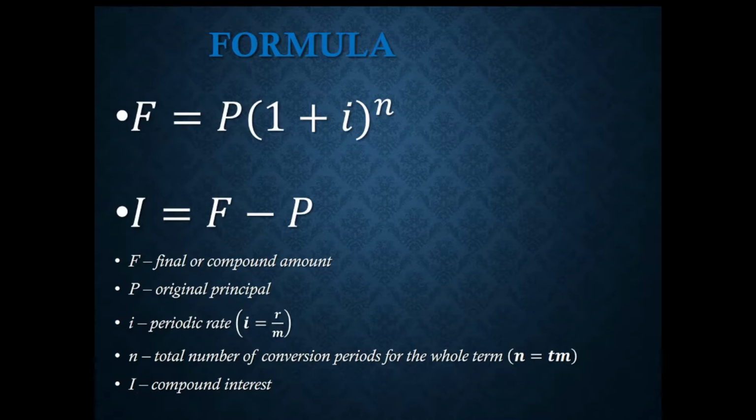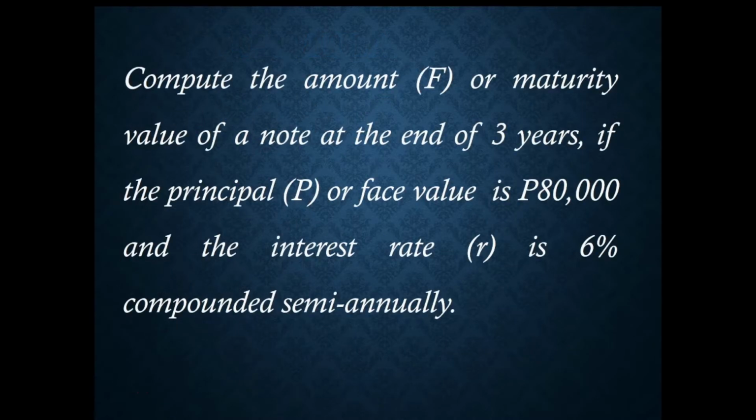So to compute for the final value, or F, you just multiply the principal by the sum of 1 plus I. Take note, I here comes from R over M, raised to N, which is the total number of conversion periods. If you're specifically looking for the interest, you just subtract the final amount and the principal, and then you'll get the interest. Okay, so let's now move to a few word problems involving compound interest.